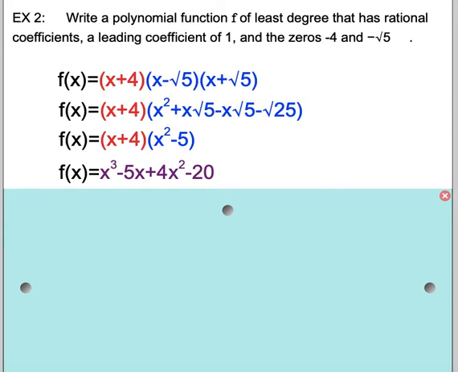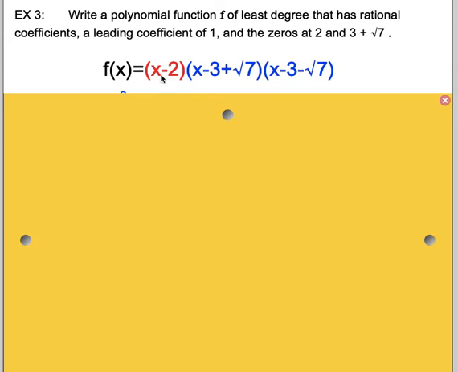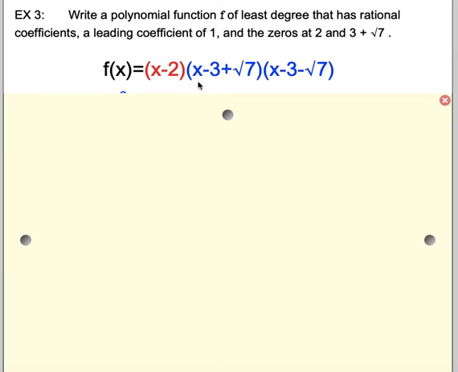Now let's try one with a complex value. This one, I'm going to do zeros at 2 and at 3 plus the square root of 7. If you notice here, I have 2, so that is x minus 2. So I do x minus 3, because this is a positive 3, minus 3 plus the square root of 7. But remember the rule, you must have its conjugate as well. So we do x minus 3 minus the square root of 7. Since this is a positive 3, these will both remain a negative, just like with whole numbers.